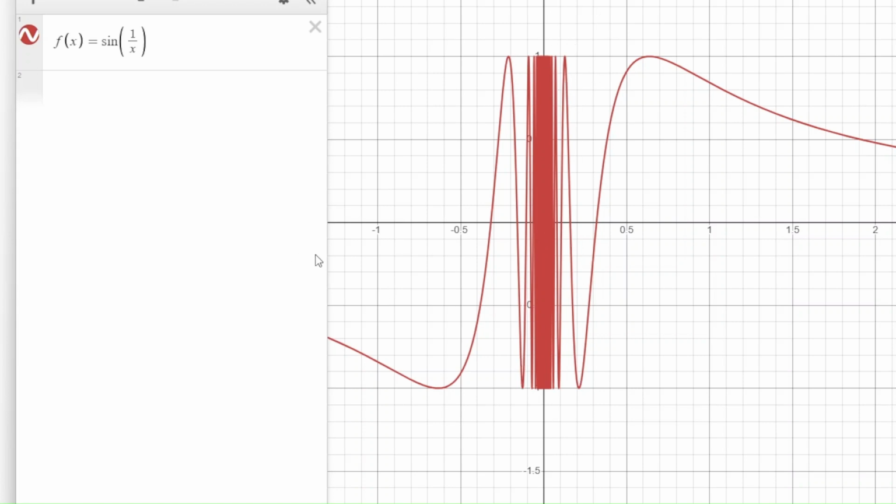closer to 0. And same thing with the left-hand limit. The left-hand limit will also not exist as we approach 0. So there's a few different ways that limits cannot exist. Left and right-hand limits cannot exist as you approach a particular number.